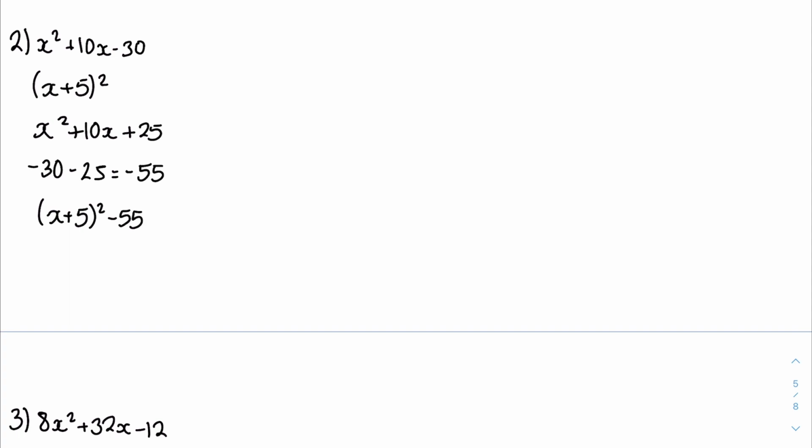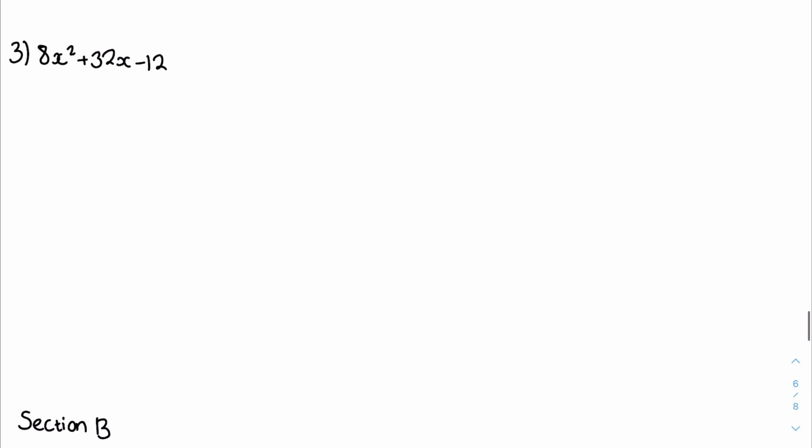We're also going to have a minimum point here again because our a value is positive. So the minimum point is going to be equal to, we flip the value inside the bracket, so minus 5, and outside the bracket stays the same, so minus 55. So our minimum point has the coordinates minus 5, minus 55.